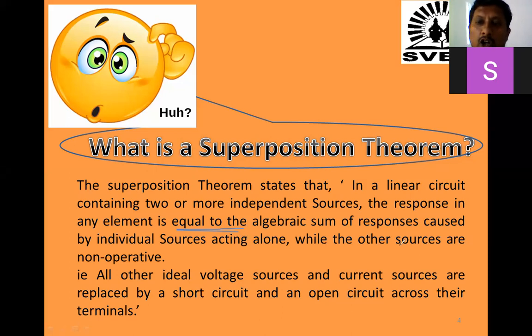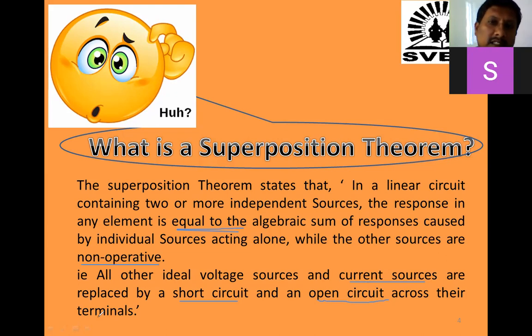So what do you mean by non-operative? Other sources we have to keep non-operative means what? That is given in the second paragraph. All other ideal voltage sources are replaced by short circuit, and all ideal current sources are replaced by open circuit across their terminals. So this is the superposition theorem. We can discuss it one by one.